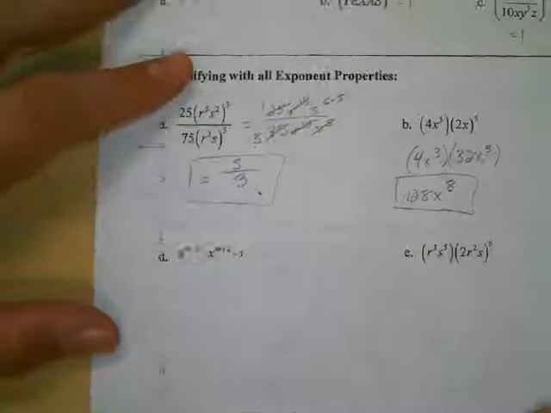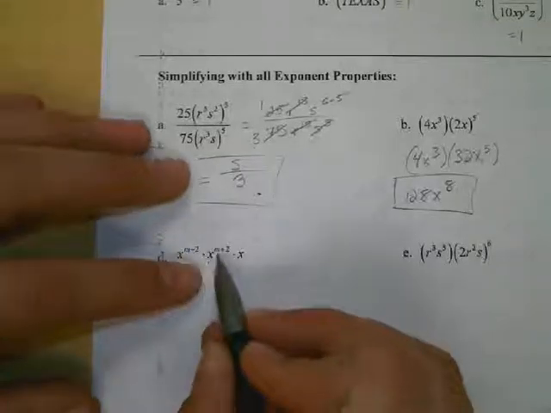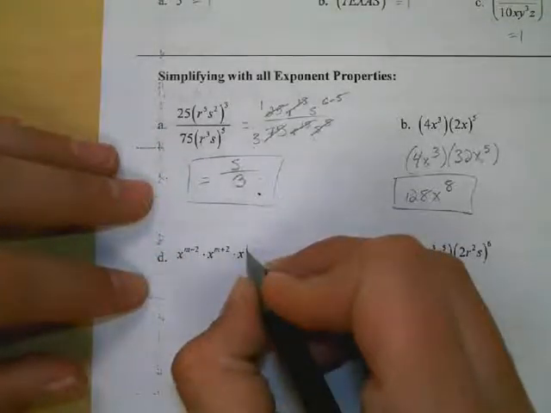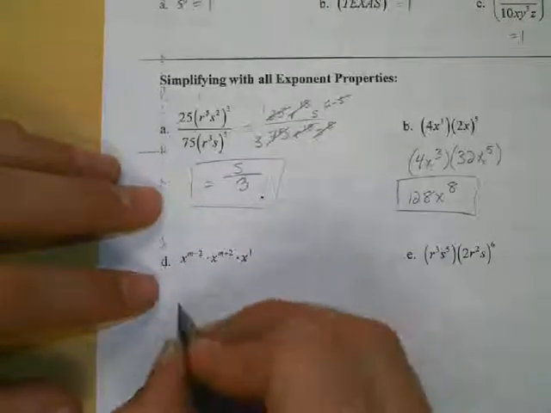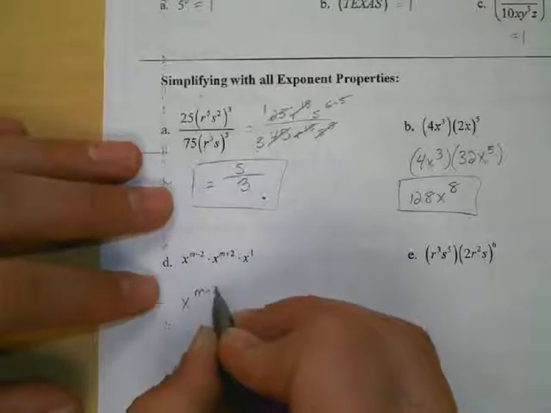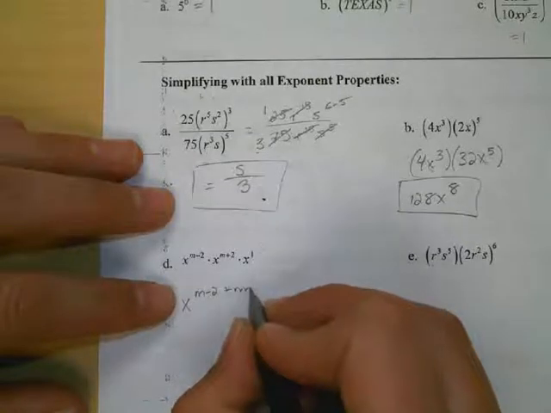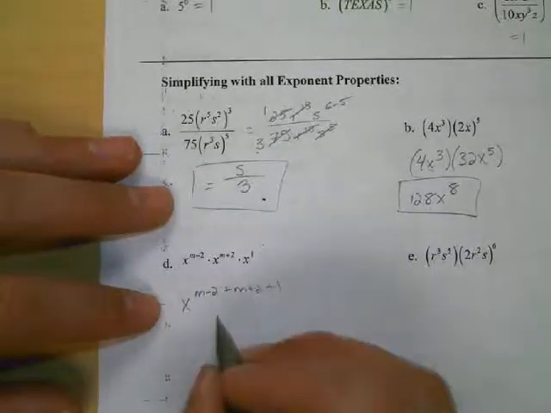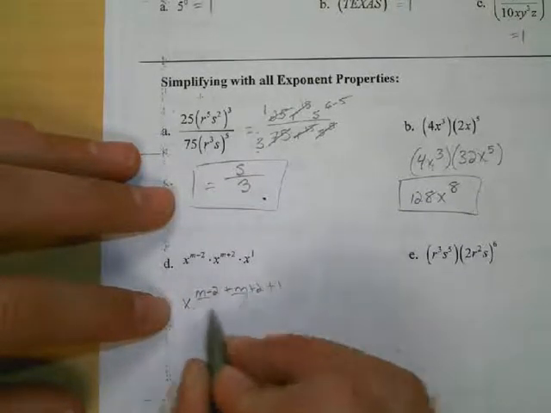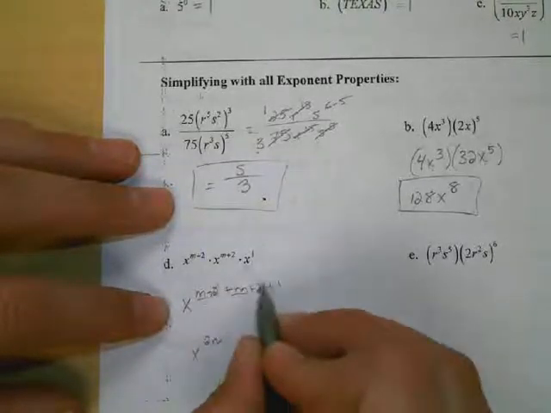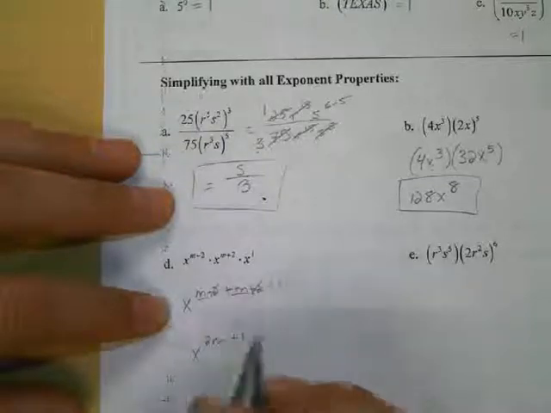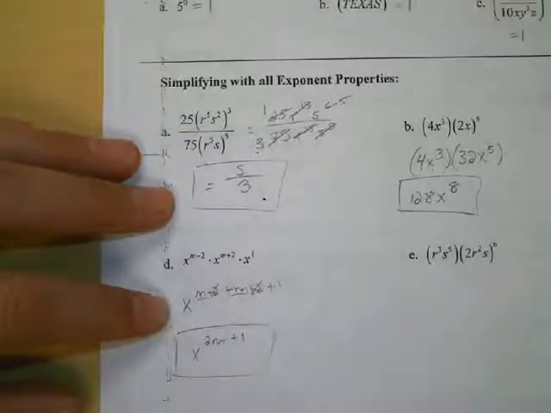Okay? So then, x to the m minus 2, x to the m plus 2, x to the first. Don't forget that if they don't have an exponent, it's always 1. Those are all the same base, so I'm just going to add all three of them up. M minus 2 plus m plus 2 plus 1. So I've got m and m makes 2m. Negative 2 and positive 2 cancel, so I just have the plus 1 left. So x raised to the 2m plus 1.